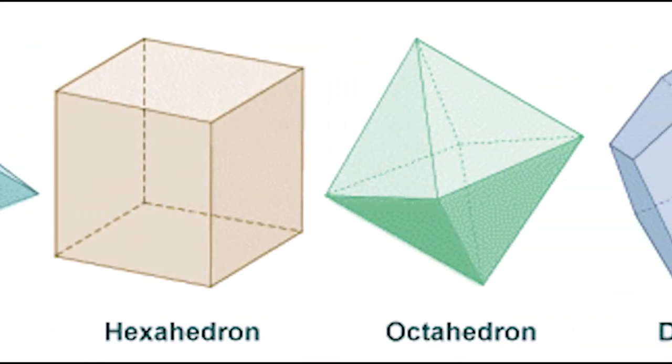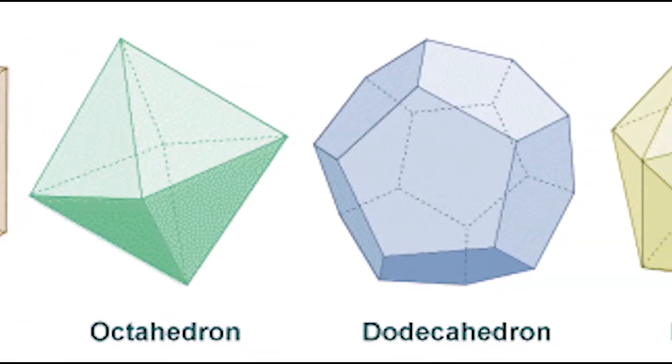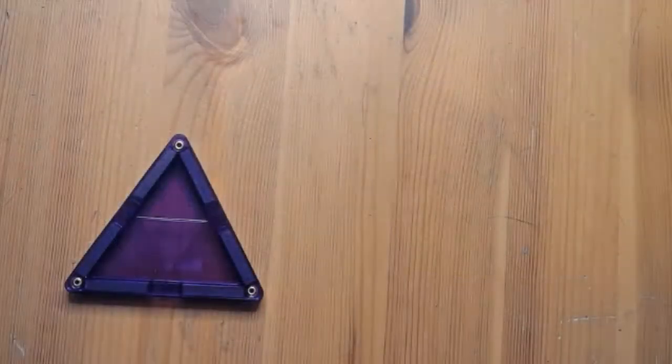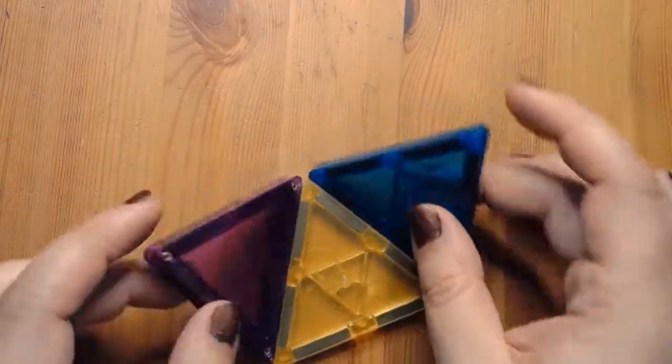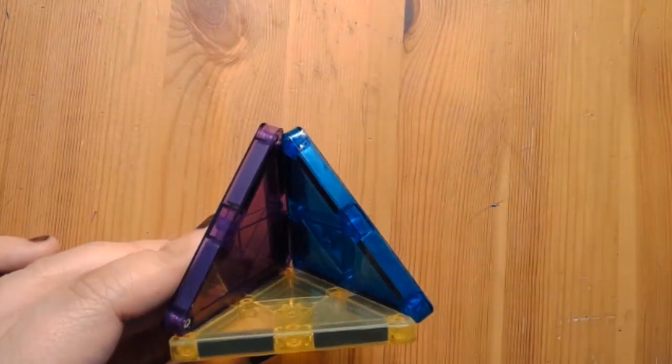To answer this, we're going to investigate the different types of regular polygons and how many of each polygon we place at a vertex. So let's start with the simplest shape, an equilateral triangle. We're going to start with the bare minimum number of faces at a vertex, which is 3. And when I do this, I can create a tetrahedron.